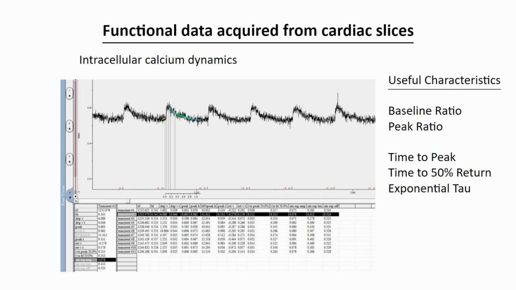This ratio transient can be examined for physiologically meaningful characteristics such as baseline ratio, peak ratio, time to peak, time to 50% return, and exponential tau, that is the time constant that describes the exponential decay in intracellular calcium as diastole begins. And that is basically how you would measure calcium dynamics in a cardiac slice.